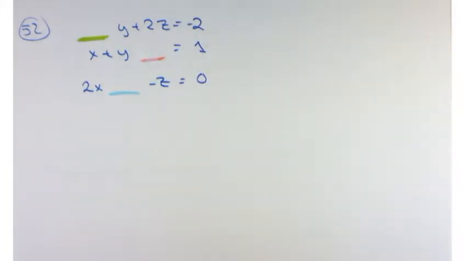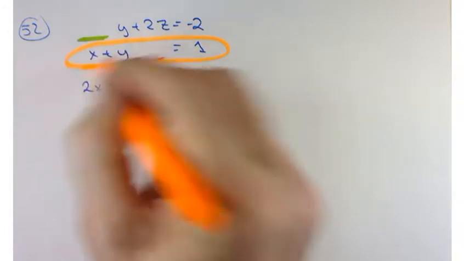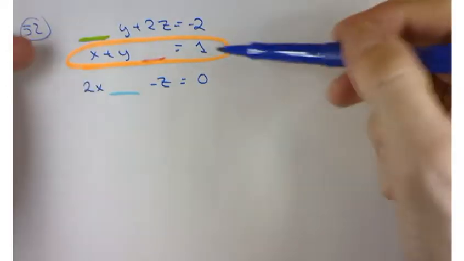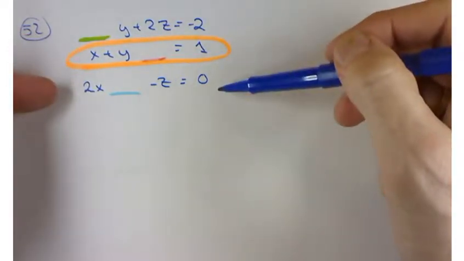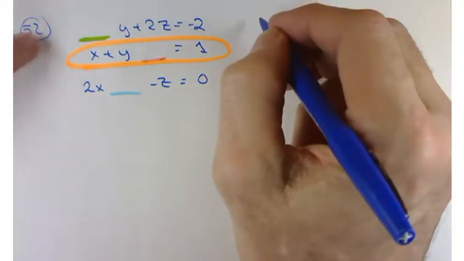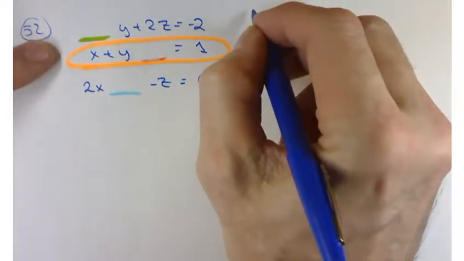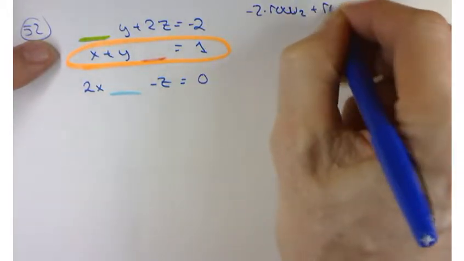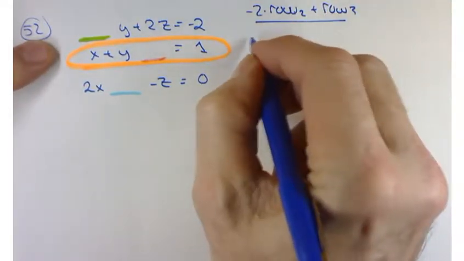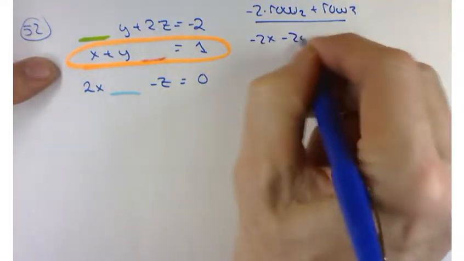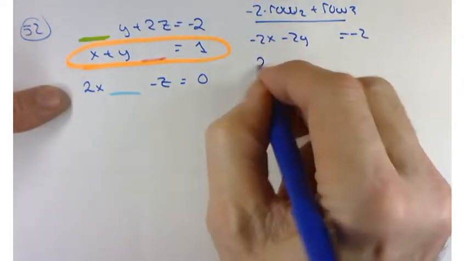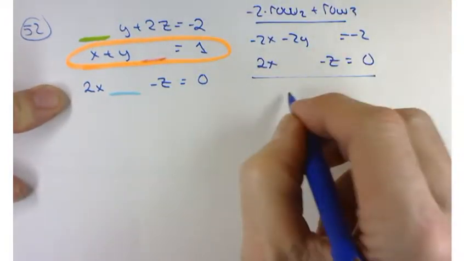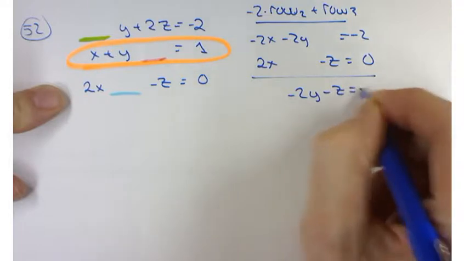So my suggestion, let's pick this equation and eliminate the x from this one. What would I do with the second equation to get rid of the x from the third equation? Yeah, multiply by -2. So -2 times row 2 added to row 3 is going to look like this. I'll get -2x minus 2y equals -2 added to 2x minus z equals 0. And that collapses down to -2y minus z equals -2.